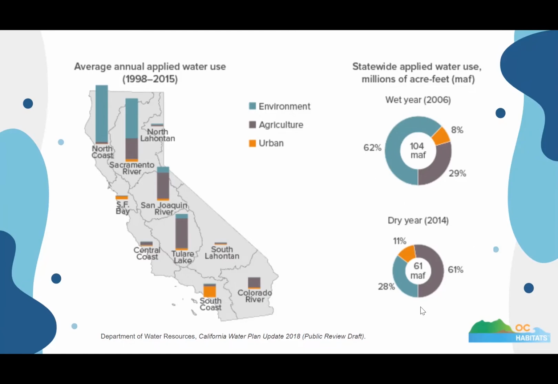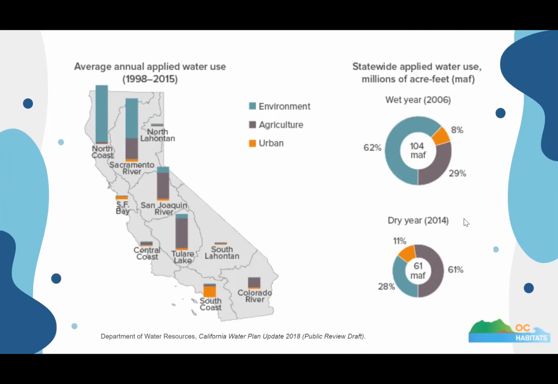And on the right side, we can see the difference between a wet year, for example, 2006, and a dry year, which an example is 2014. And you can see that that use for environmental water, while it's normally really high at 62%, in 2014, in a really dry year, it had to be used for urban water use and agricultural water use. So that went down to 28%. So it varies a lot, and those percentages were the average of different years.